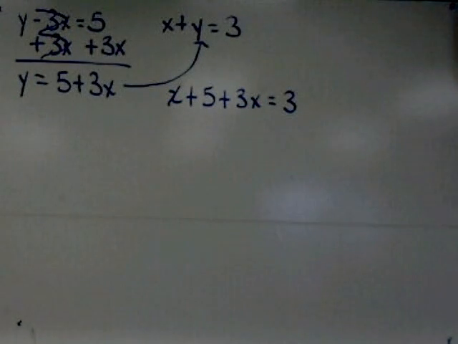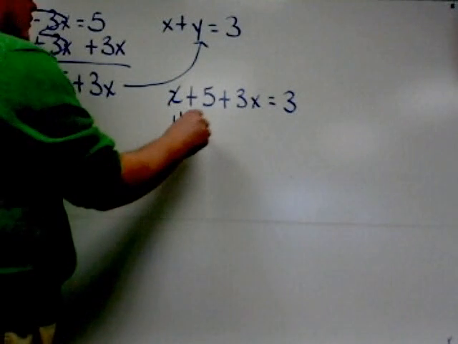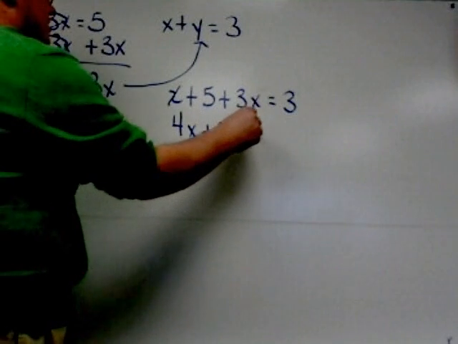Now we know at this point I want to start combining like terms, meaning I want to put the x and the 3x together. So if I have 1x and I add 3 more x's, I now have 4x. So I now have 4x plus 5 equals 3.